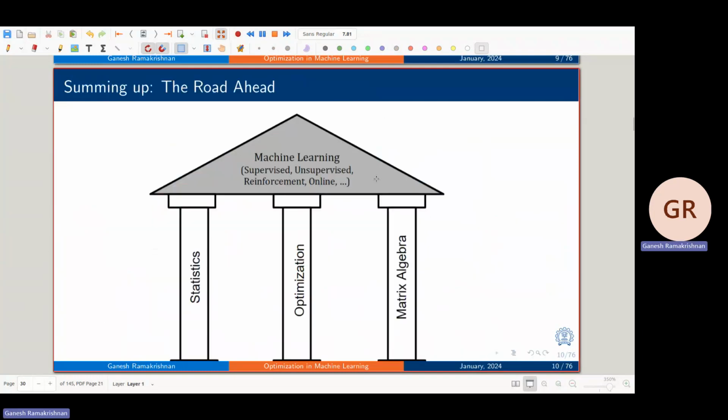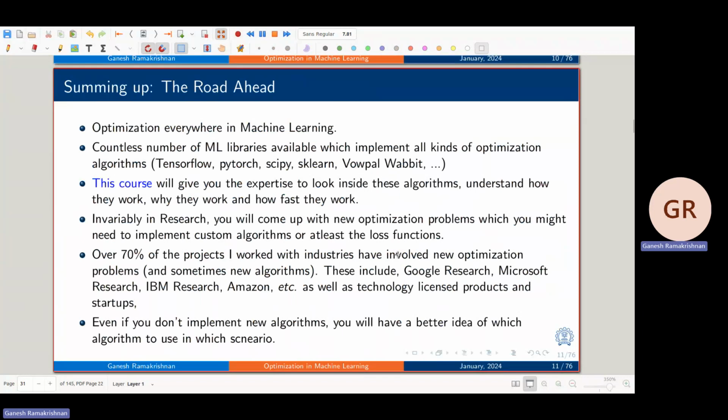Okay, so now we saw enough motivation, how to pose an optimization problem, matrix algebra, but now we'll actually start looking at how algorithms work. What is the basis of these algorithms? At least some of these algorithms. In the seminar reading, we'll do many more. And yeah, in 70% of the projects I've worked on with industries, it's invariably about posing optimization problems. So there's no way you can escape that.